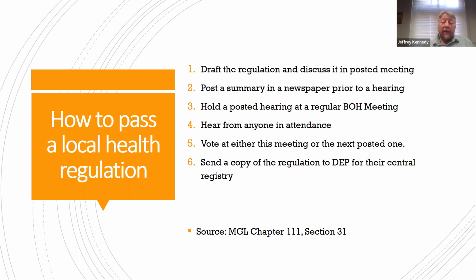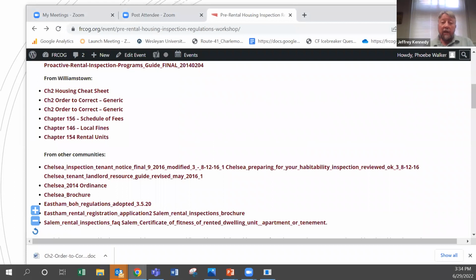Now let me back up. Mass General Law, Chapter 111, Section 31 says the only regulation you have to publicize and hold a public hearing on are anything to do with Title V. However, if you don't want the citizens of your town surrounding your office with pitchforks and torches, any regulation you do, you should have a public hearing on that. That way you're getting input from property owners, from tenants, from the community at large. And it has affected the way the Board of Health crafted their regulations, not just this one, but other ones. Lots of communities have regulations.